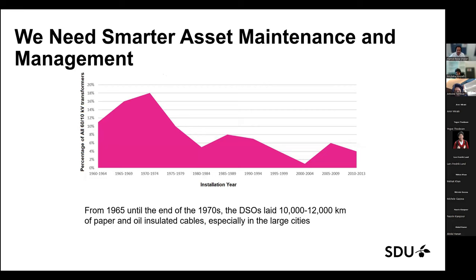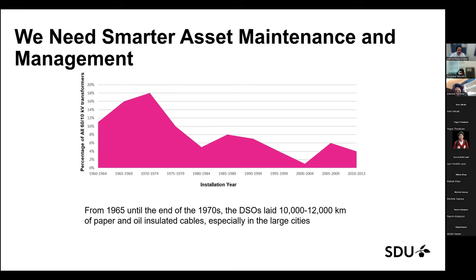If you look at, just to give you an example, the distribution system and transformers, particularly 60 to 10 kV transformers, we see that a lot of them, for example in Denmark, are old. 40% of them are more than 50 years old. So that's a lot.